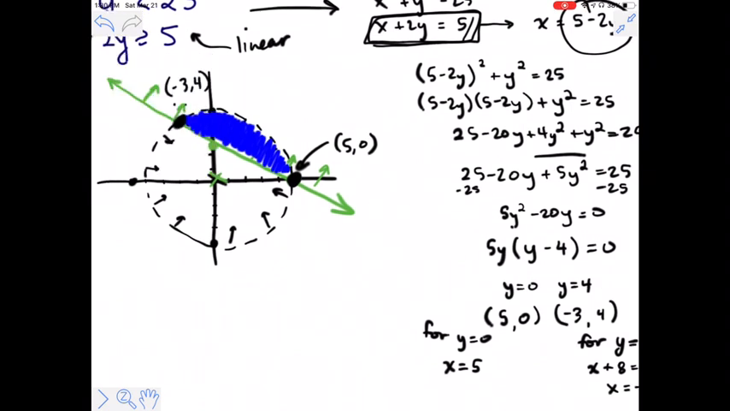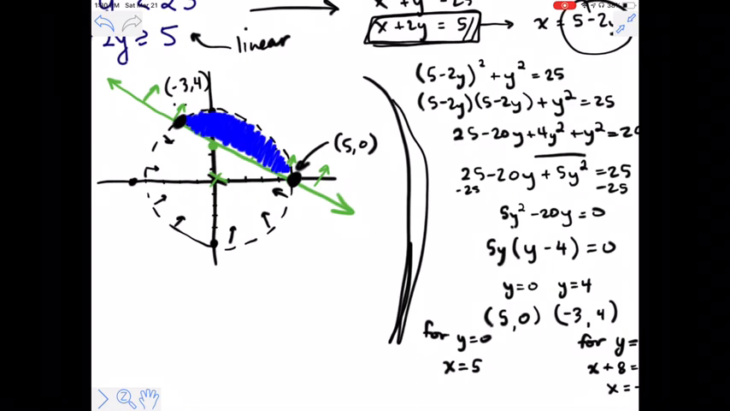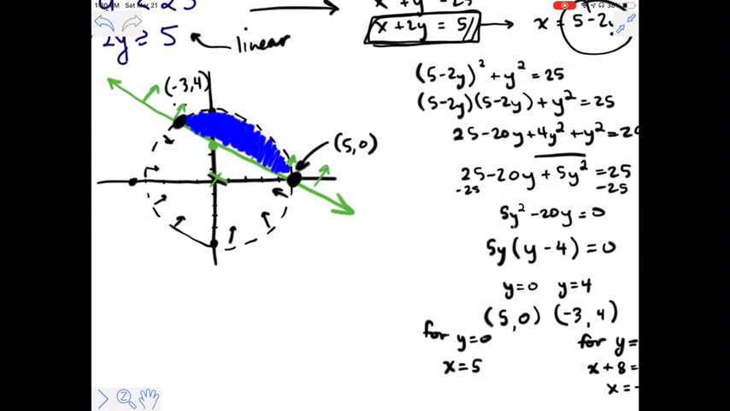So this is much more involved, particularly this work right here of solving for those 2 vertices. But you've got to remember that when it says find the solution set and label all vertices, this is what it means. The solution set was this shaded region, and then the vertices were those 2 points.